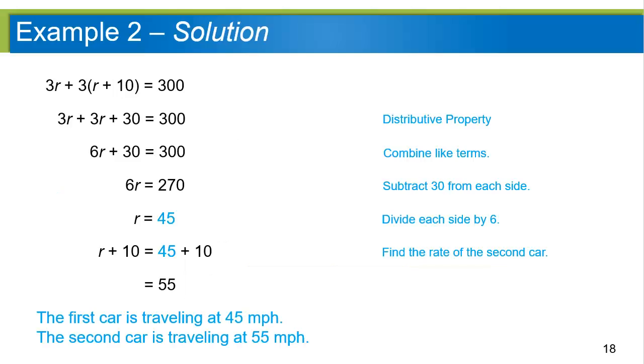So 3r plus 3 times r plus 10 has to equal 300. Do the math. Get rid of the parentheses. Combine like terms. Isolate your variable. Simplify your variable. And there you have it, r equals 45. So the first car was going 45. When you add 10 to it, the second car was going 55. All right, so those are all of our examples, our simple examples for uniform motion and mixture problems.